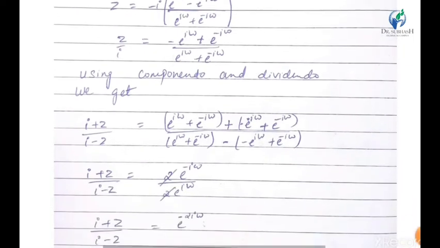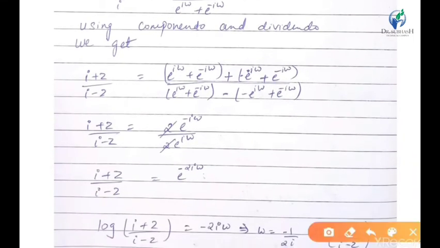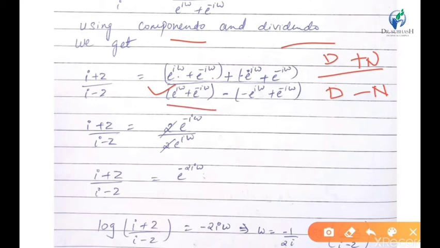Now here we use the rule of componendo and dividendo. So the rule is denominator plus numerator upon denominator minus numerator. So we get (i plus z) upon (i minus z), and here we get e raised to iw plus e raised to minus iw, and e raised to iw plus e raised to minus iw upon e raised to iw plus e raised to minus iw. Here we get minus sign, and the rest portion will be this.